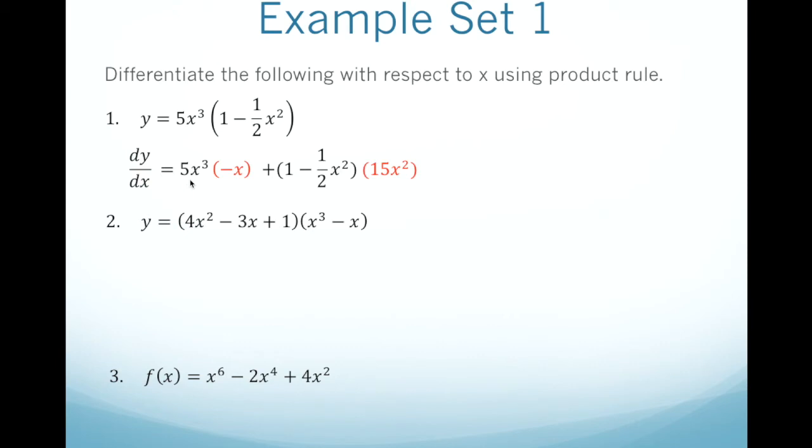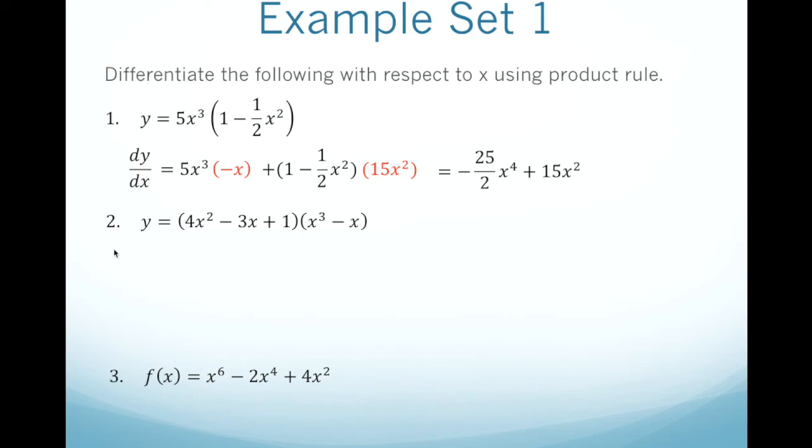Okay, that is correct. Now the next thing to do is just to put it nicely. So this will become negative. Expand all of this and then combine the similar terms, and then the final answer will be negative 25 over 2x to the power of 4 plus 15x squared.